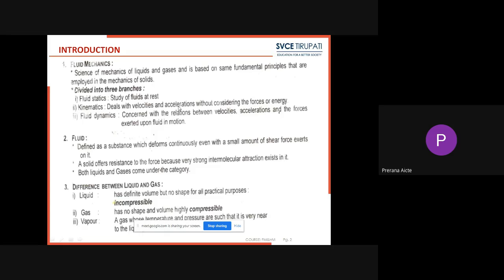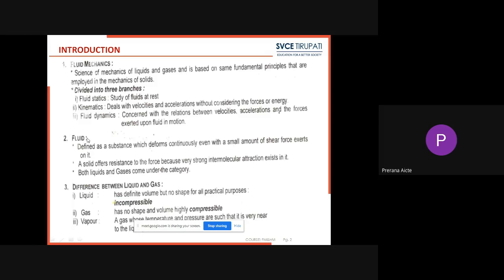So if we study the velocities and accelerations of the fluid without considering the forces or energy, then it is called fluid kinematics. Whereas in fluid dynamics, we consider the external forces and energy acting on the fluid in the relation between velocities and accelerations, and that study is called fluid dynamics. So in kinematics, we don't consider forces or energy, and in dynamics, we consider the forces and the different energies acting on it.